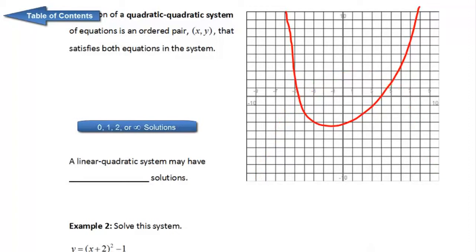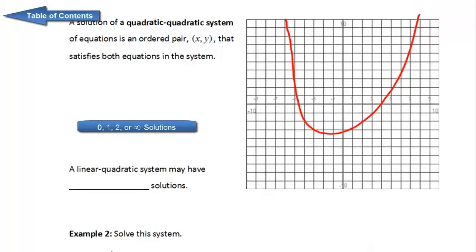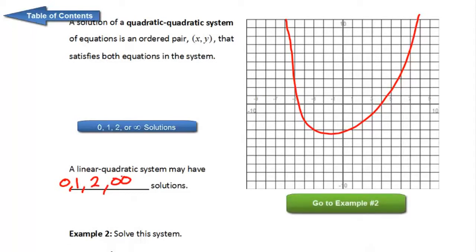We could have one solution if the graphs just kissed off of one another, like so. We could have no solutions if the graph was like so. Or if the graph was basically right on top of one another, which is tough to draw, but if we had that scenario, we could have an infinite amount of solutions. So depending on the case, we could have 0, 1, 2, or an infinite amount of solutions.